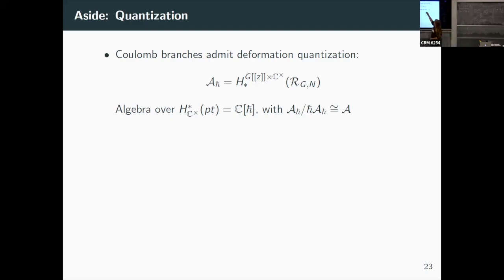And you end up with an algebra over the equivariant homology of a point, which is just this polynomial ring C[H bar]. So we have an algebra over C[H bar]. It's not commutative, it's associative. But when you specialize H bar to 0, you recover the original ring. So it's a deformation quantization. This is where the Poisson structures are coming from, actually.